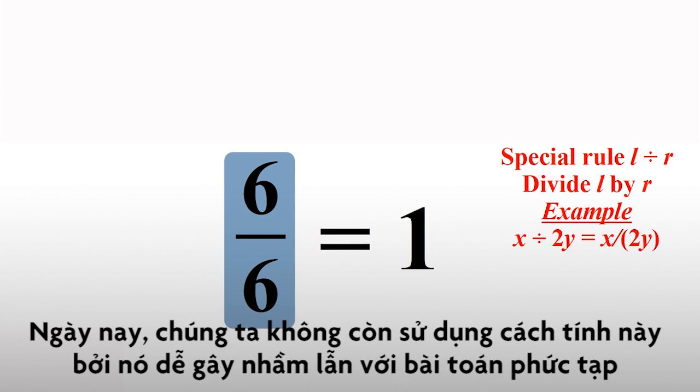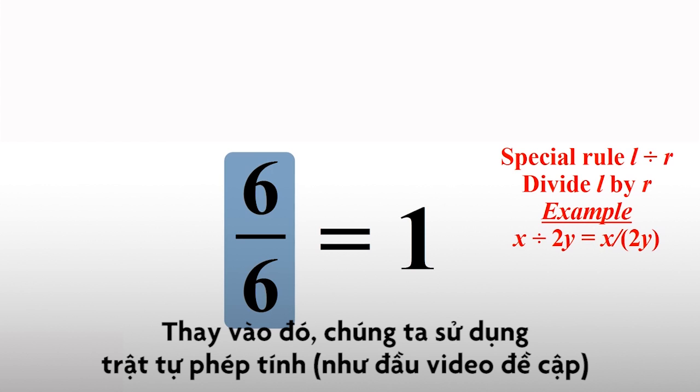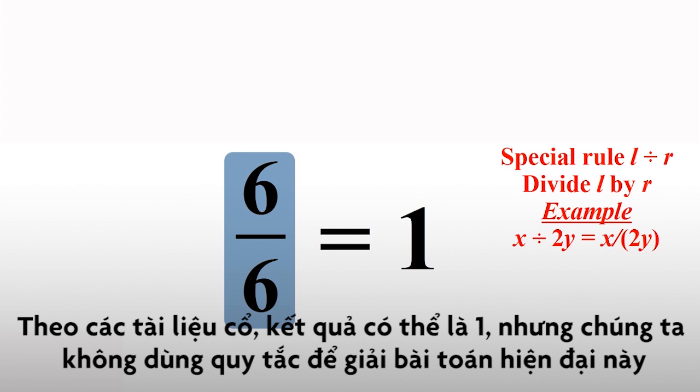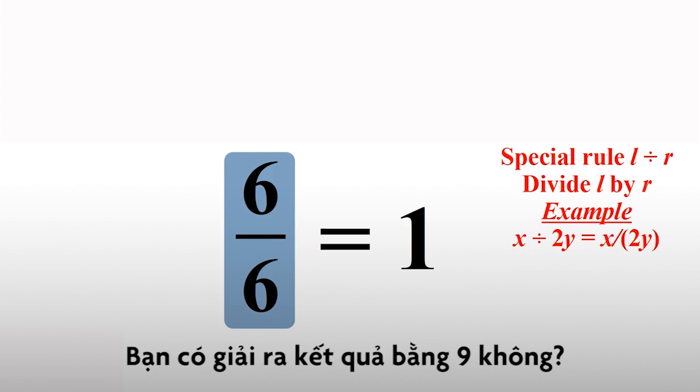Today, we don't use this practice because it can be confusing. Instead, we follow the order of operations. So the correct answer to this problem is 9, but there is some historical justification for the answer 1, but it's not how we would interpret the problem today. Did you get to the correct answer of 9?